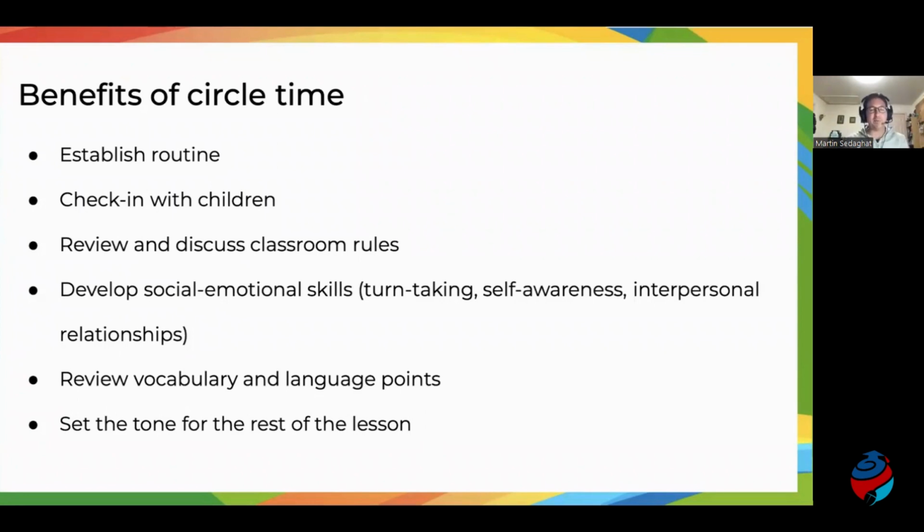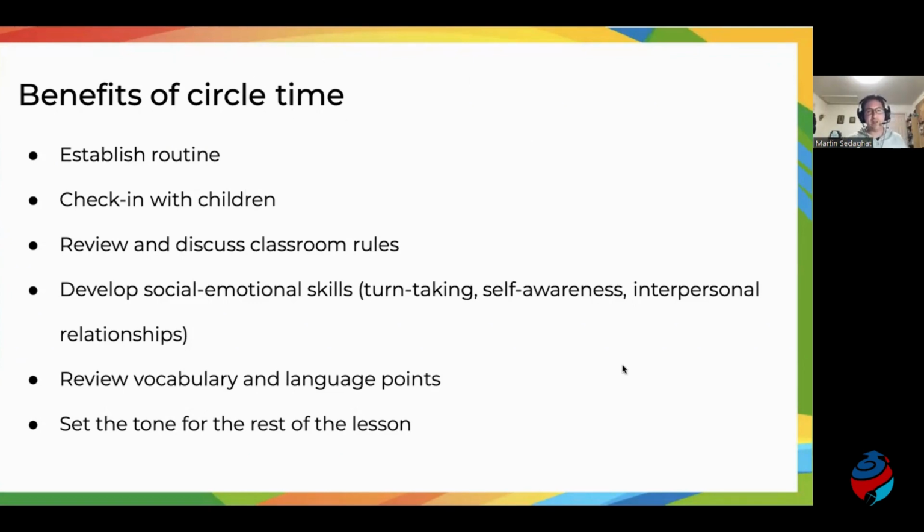It's also a good time to review and discuss classroom rules. I will show a picture of how I do that later. But yeah, that can be really important, especially if something might have happened in an earlier class, maybe the day before, and you want to take time to talk about it. Oh, remember yesterday, we were being really noisy, or it was hard for us to sit in our seats. So let's talk a little bit about that. How can we change that? What can we do today?